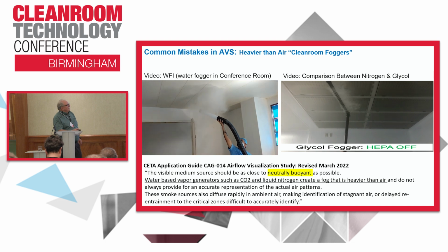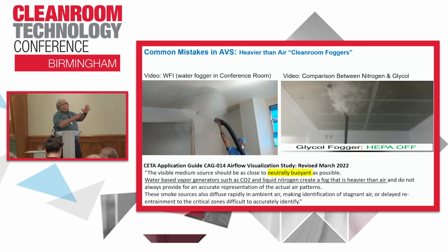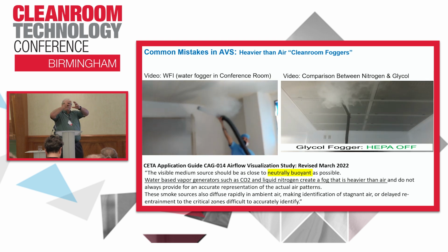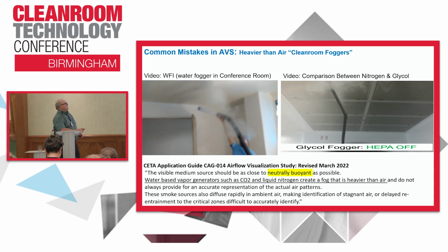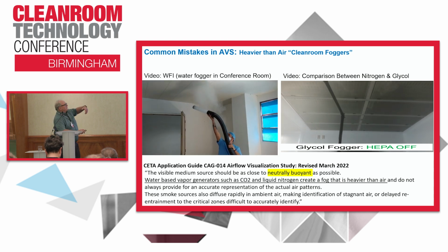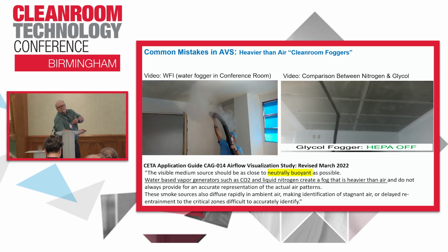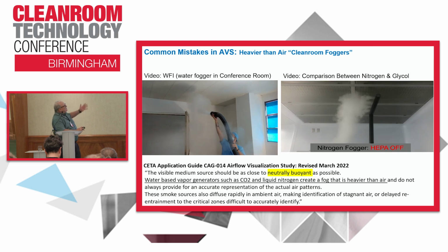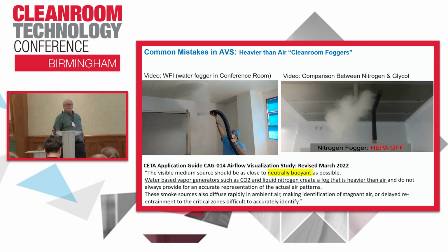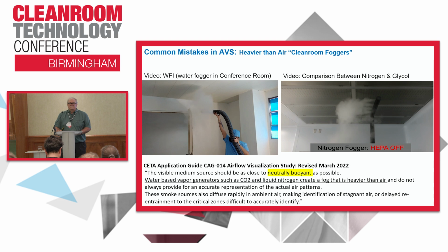Here we go. And you can see it's obviously clear the smoke, the tracer particles, are spreading. Not going downwards, moving because there is some airflow in the room, but it's clear that the HEPA filters are not on. The problem with heavier-than-air clean room foggers is they're clean.